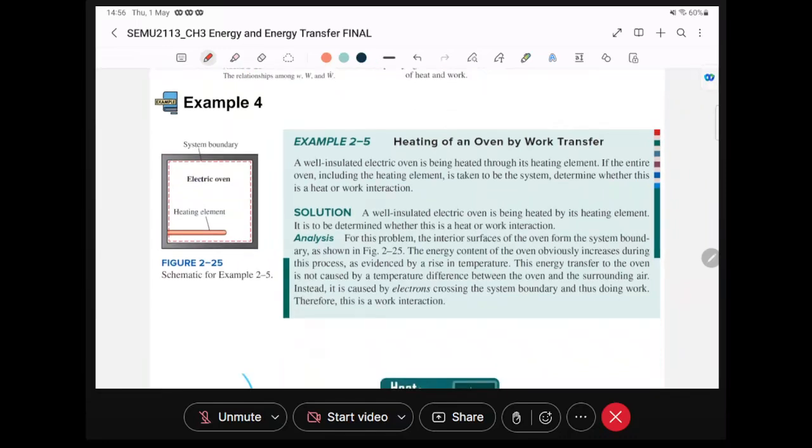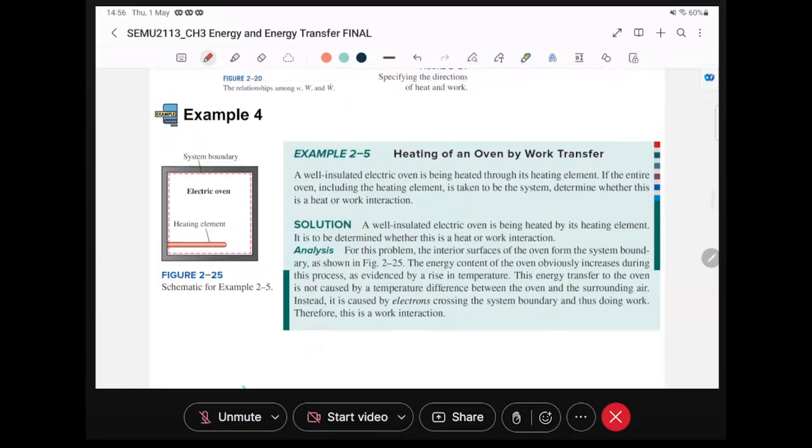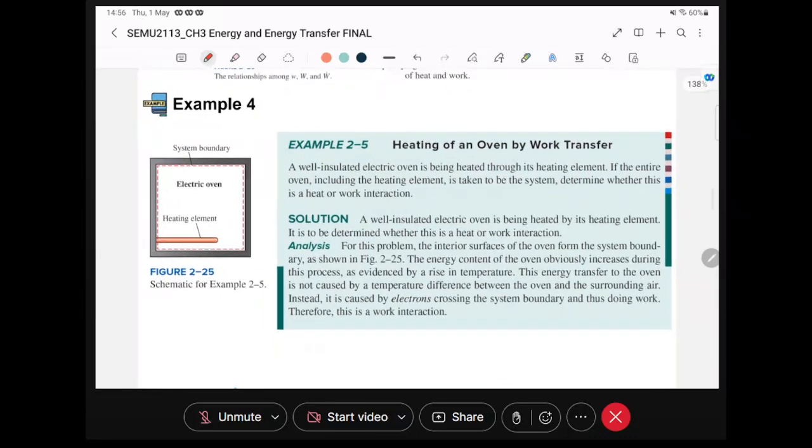Okay. So the same example as just now. It says a well insulated electrical oven. Okay. So it's being heated through a heating element. If the entire oven, including the heating element, is taken as a system, which means the whole oven inside is taken as a system, determine whether there's a heat or work interaction.